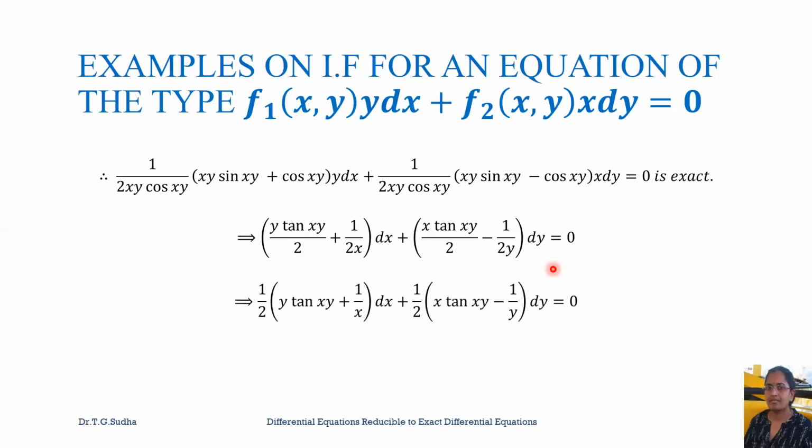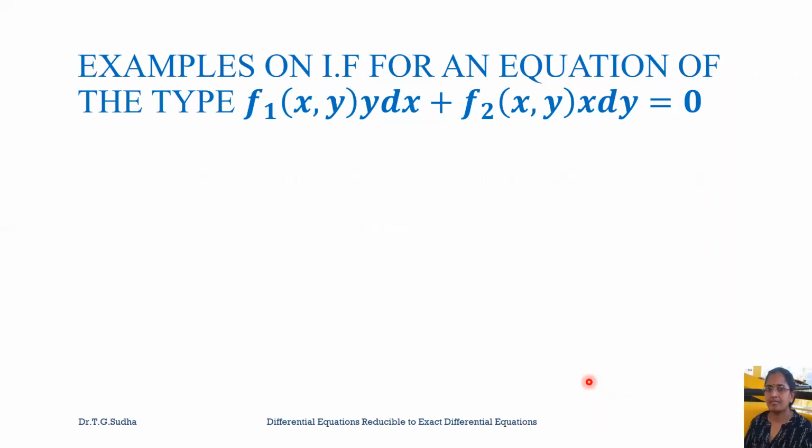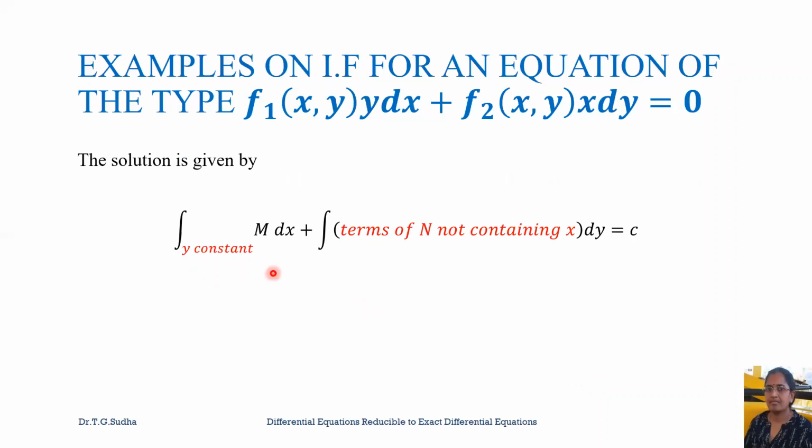And we all know that the exact differential equation, after simplification, that is removing half common throughout, we get this, and now we can multiply this half to the right hand side. So 2 into 0 gives us 0. So we get (y tan of xy plus 1 over x) into dx plus (x tan xy minus 1 by y) into dy equal to 0. And this is exact now, and the solution is given by integral M dx plus terms of N not containing x into dy equal to c, where c is the constant of integration.